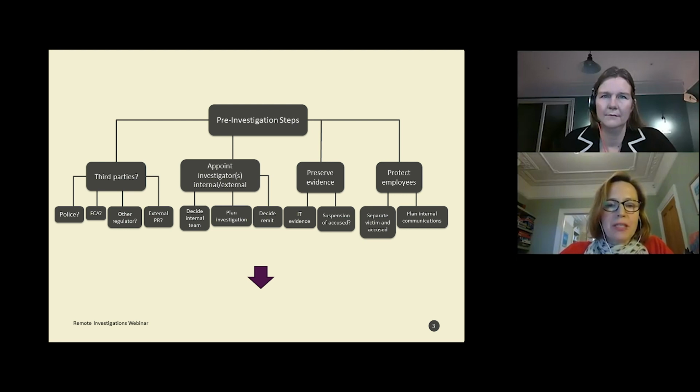Also, will the investigation be carried out by someone internally, or will you appoint an external investigator? That may partly depend on what the allegations involve, because if it's something specialist, you may have to look to external experts.